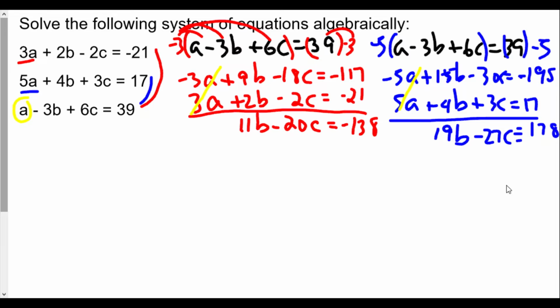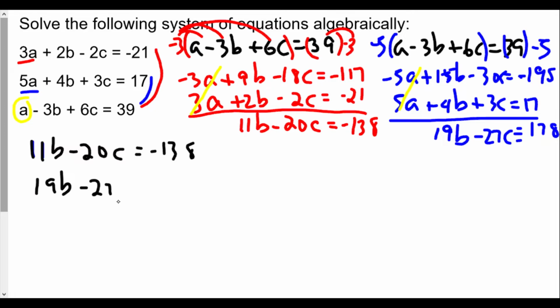All right, so we have these two equations, and we have the variable a cancelled out. We notice that there's nothing they have in common. So let me rewrite them over here on this left side. I have 11b minus 20c equals negative 138, and 19b minus 27c equals negative 178.